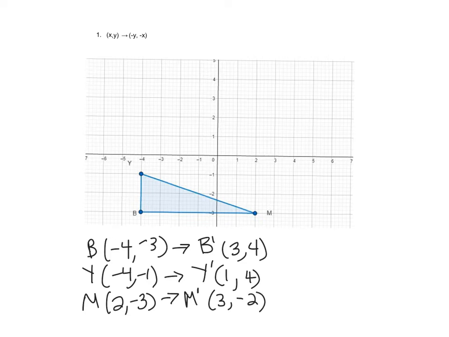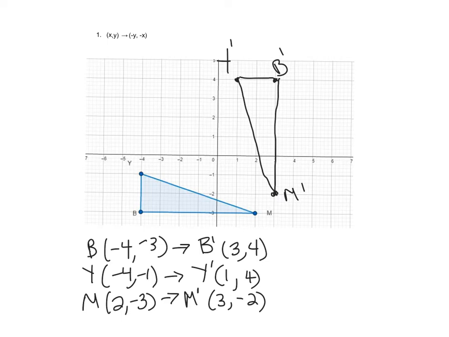Okay, so I can plot those points, and then I'll draw my diagram, and then we'll talk about what just happened. So 3, 4 is my B prime. 1, 4 is my Y prime. And then 3, -2, yep, is my M prime. Connect those dots with a steady hand that I don't have right now, apparently. And that is the image of that shape.